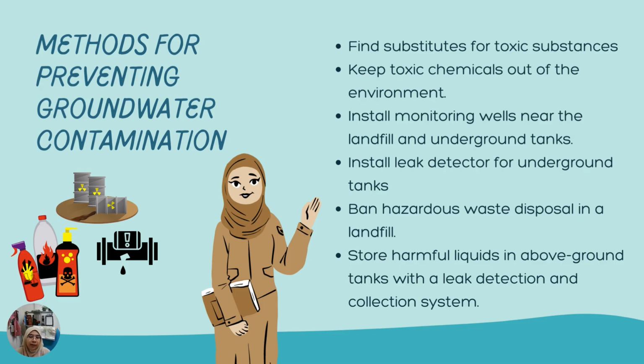These are some of the methods for preventing groundwater contamination. Number one is to find substitutes for toxic substances. Number two is to keep toxic chemicals out of the environment. Number three is to install monitoring wells near the landfill and underground tanks.